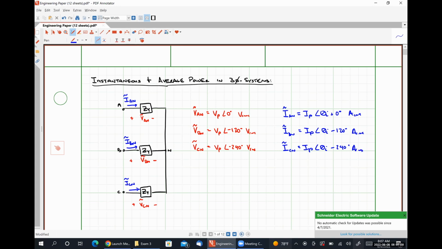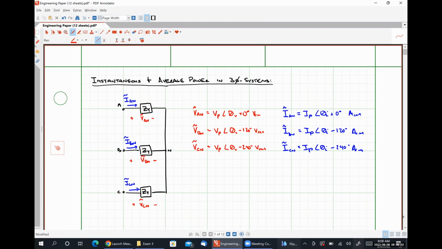I'm actually going to change the angles of our voltages really quick here. My apologies. I'm simply going to express it in terms of some generic phase voltage angle theta V plus 0 degrees. And then we'll have theta V minus 120 degrees and theta V minus 240 degrees. So that we're as generic as possible. We don't have any specified phase angle theta V or specified phase angle theta I.